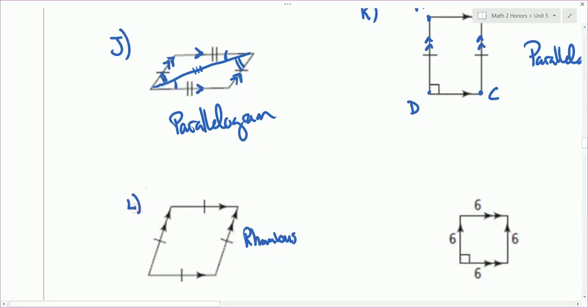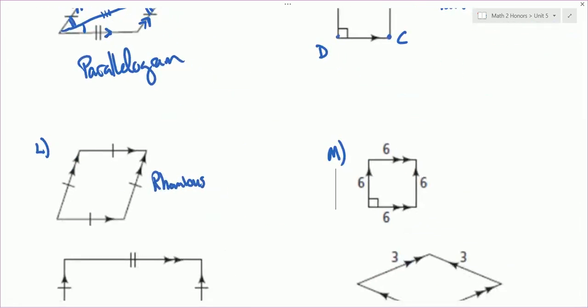This is L. M. We have all sides the same length, so it's definitely a rhombus, but we have one corner that is 90 degrees, and because all sides are parallel, adjacent angles add up to 180, so that gives us 4 right angles. So this is a square.